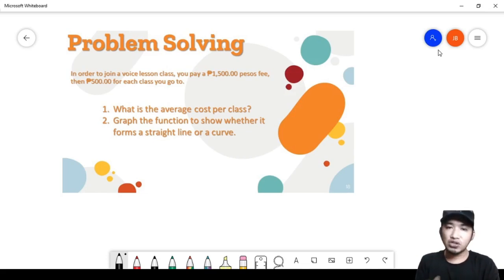And this is the question: What is the average cost per class? And the second one is to graph the function to show whether it forms a straight line or a curved line.